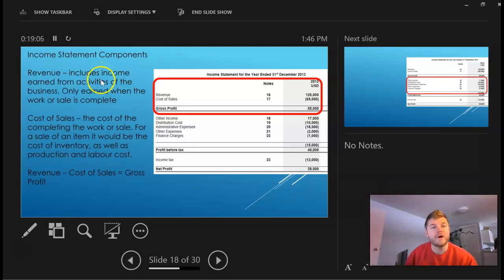Again, revenue also includes income earned from activities of the business, only earned when the work or the sale is completed. So just remember that. And the cost of sales is the cost of completing the work or sale. So for the sale of an item, it would be the cost of the inventory, as well as perhaps the production and the labor cost.